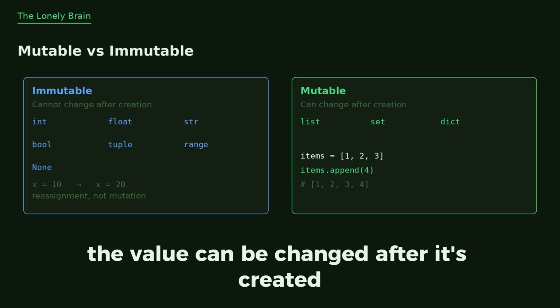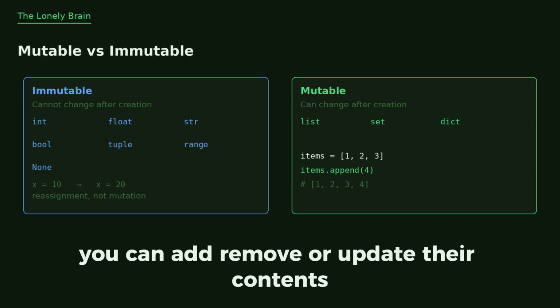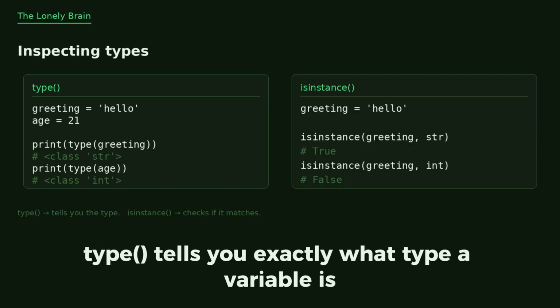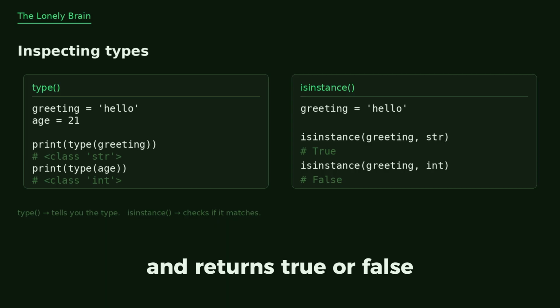Mutable means the value can be changed after it's created. Lists, sets, and dictionaries are mutable. You can add, remove, or update their contents. Python gives you two useful functions to inspect types. type() tells you exactly what type a variable is. isinstance() checks if a variable matches a specific type and returns true or false.